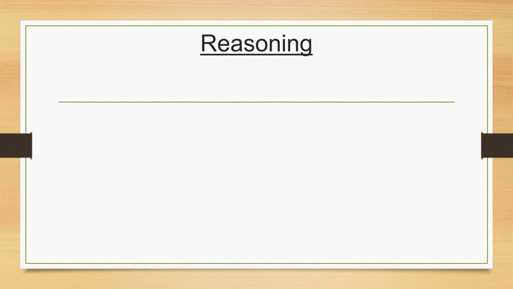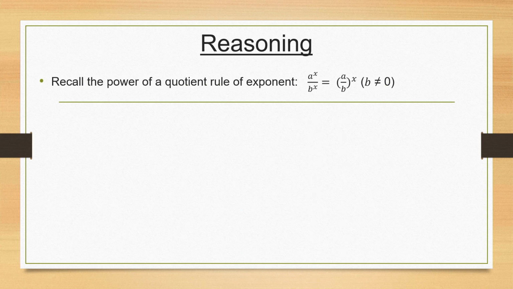First, we have to recall a few rules. Now, there's two rules we're going to need. First, the power of a quotient rule of exponent is a to the power of x over b to the power of x gives us a over b to the power of x, when b isn't equal to 0, because we can't divide by 0.